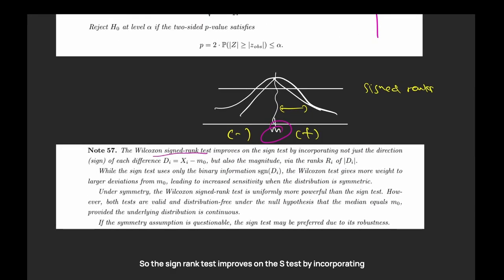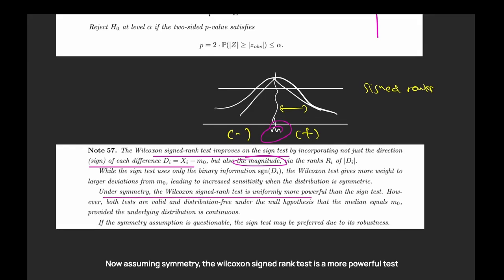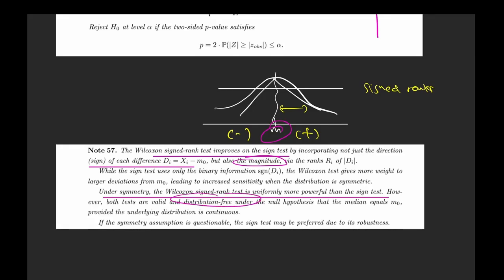So the signed rank test improves on the sign test by incorporating the sign of the differences as well as the magnitude. Now, assuming symmetry, the Wilcoxon signed rank test is a more powerful test than the sign test, and both tests do not assume an underlying distribution. The Wilcoxon signed rank test does assume that the distribution is symmetric, and that the underlying distribution is continuous.